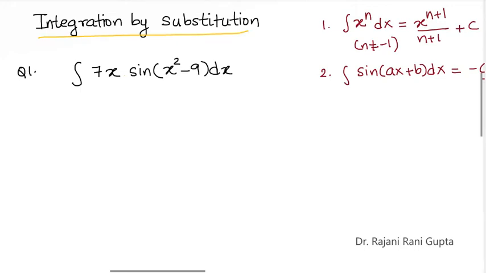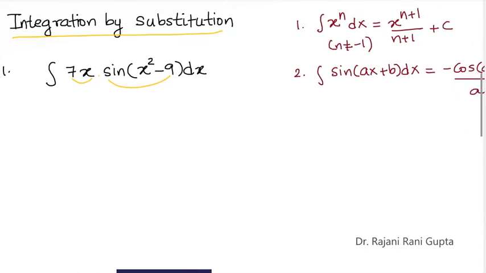Because we have two terms in multiplication. The first term is x, the second is sin(x² − 9). Whenever we come across two terms in multiplication or division under integration, it's not a direct integral. Now how do we know that this is a question of integration by substitution, not integration by parts?